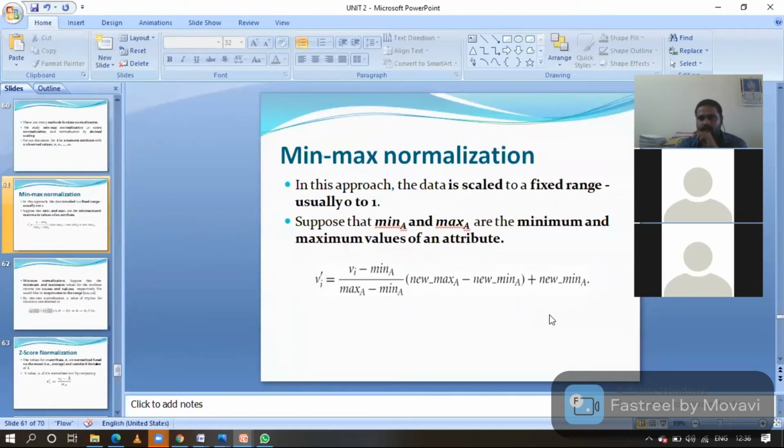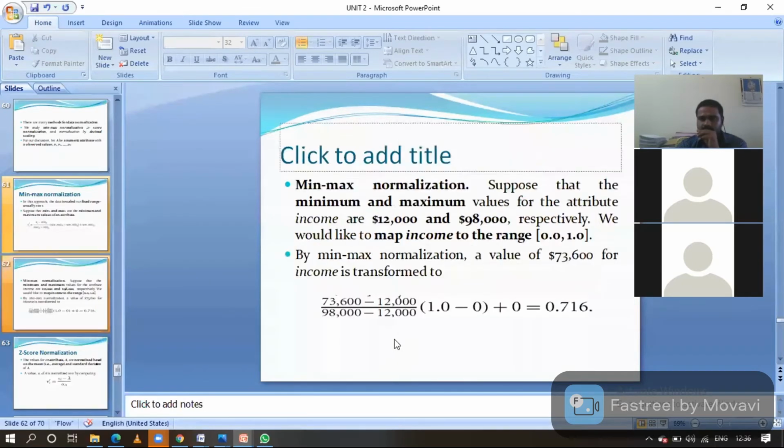Likewise, we have to perform it. Here, we know the minimum value, maximum value, new max value, new minimum value, and vi value. Let us see one problem related to that. You can easily understand this. Okay, let us read this one.